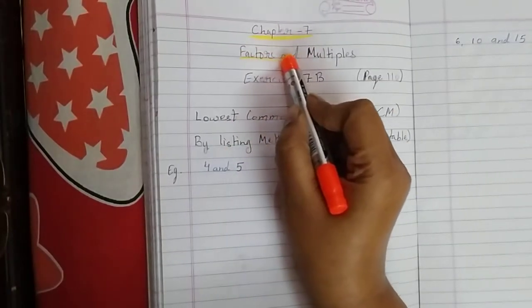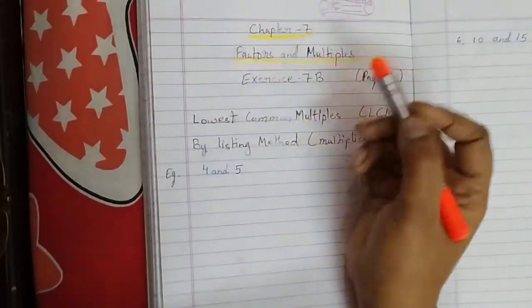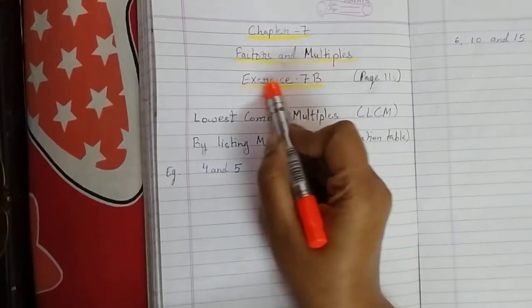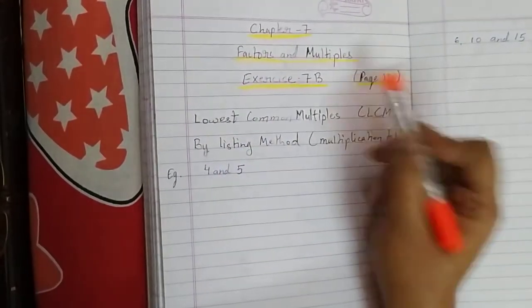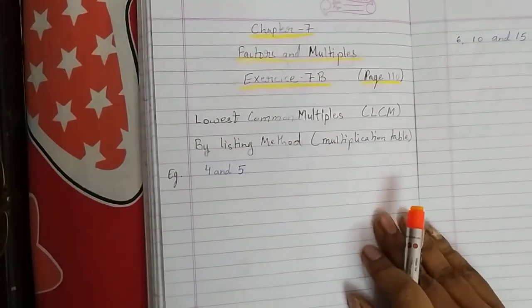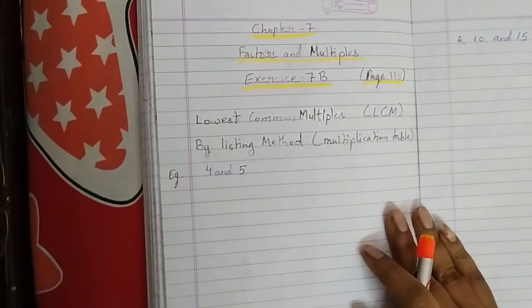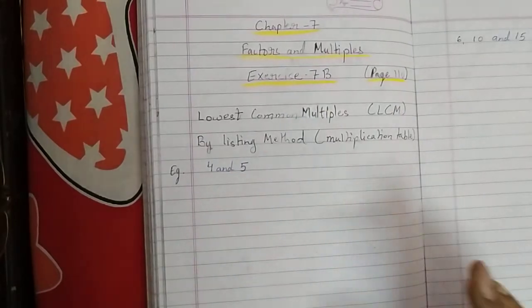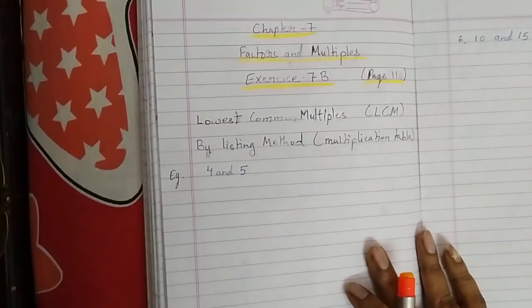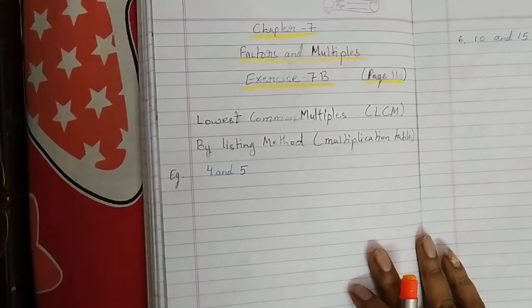That is factors and multiples. Yes, we are on exercise 7B, page number 110. Yes, children, in our last class, we learned HCF by the long division method. So now I believe that everybody is clear with HCF, highest common factor.